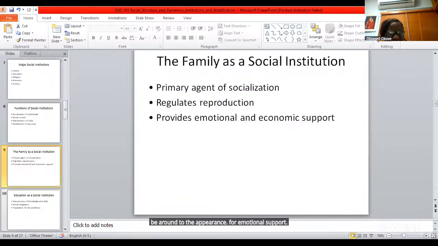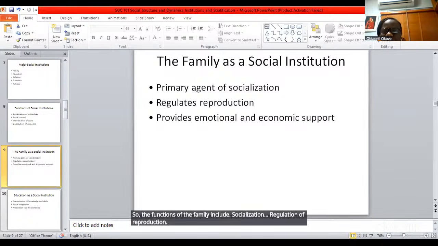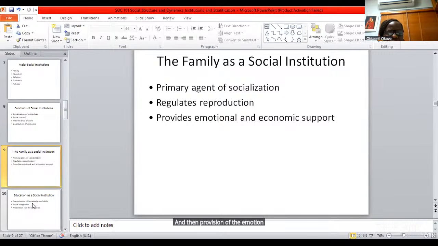So the functions of the family include socialization, regulation of reproduction, and then provision of emotional and economic support.